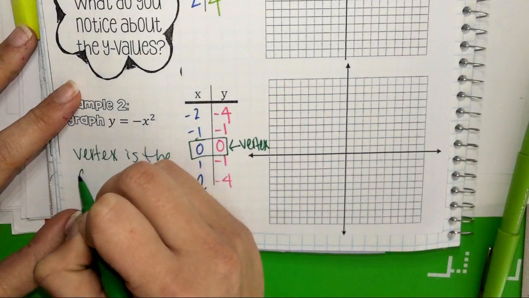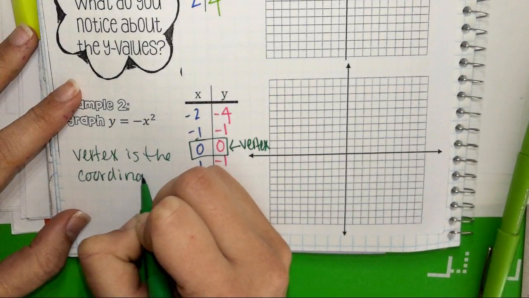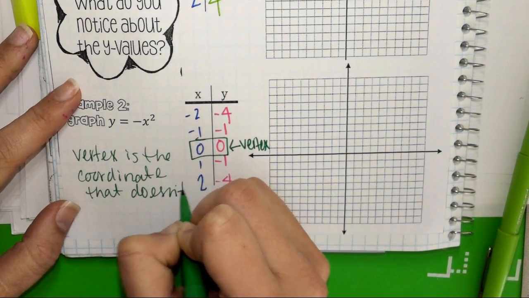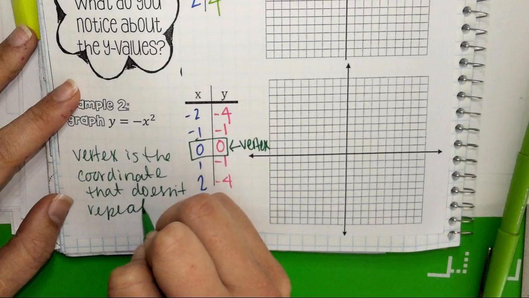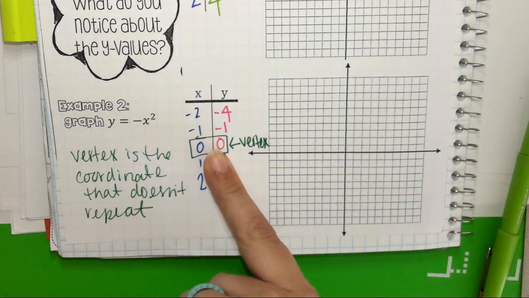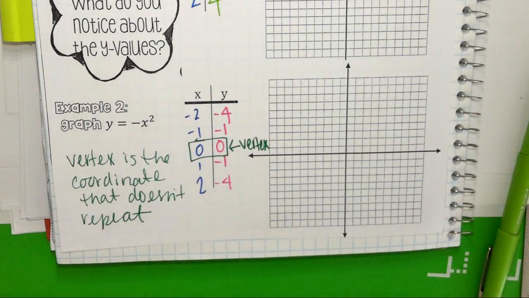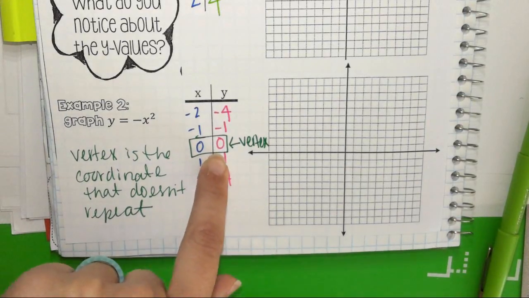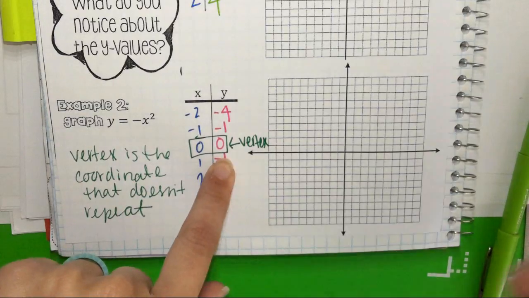All right, so the vertex is the coordinate that doesn't repeat. What is this also called? The maximum. What did we write on the front where we said y equals 0? The first page. The solution. So not only is this our vertex, but this is our solution, and that's a point.